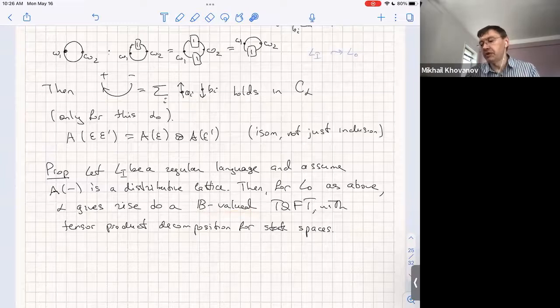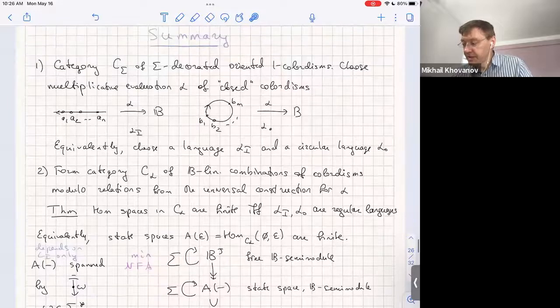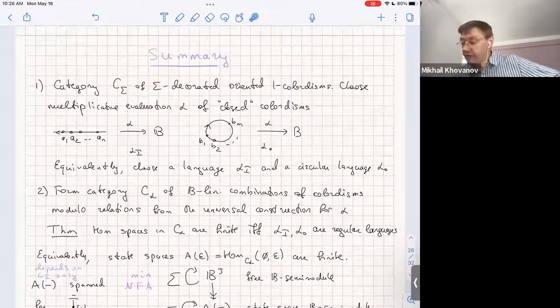So this is a connection to IT's original and physicists' original ideas, but things are kind of modified. We are in very low dimensions, dimension one, but we have defects. We're over a semi-ring, and we see connections to languages, to computer science, etc. So this was a summary of the second half of the talk.